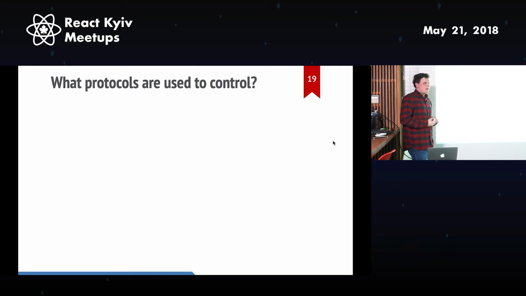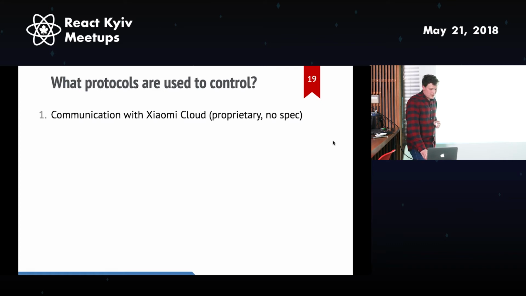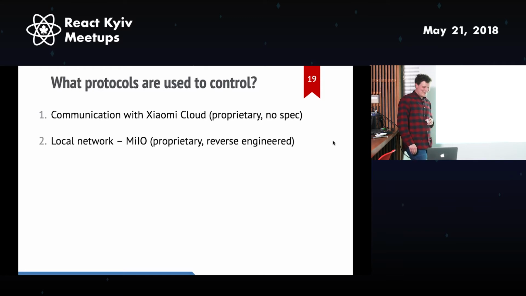What you can do if you want to control your lamp programmatically? There are actually a few protocols that can be used, and the first one that I found out was the protocol that is used to control the lamp through the Xiaomi Cloud. This is a proprietary protocol, no specification. Nobody actually knows what these devices send into China. But the second one is the local network protocol, and it's also proprietary.